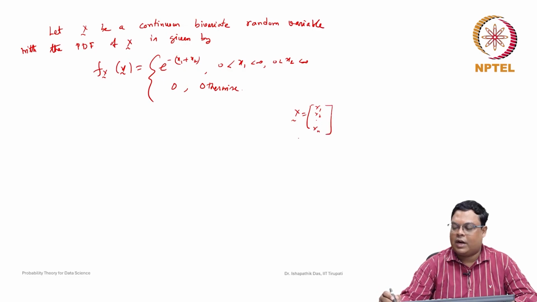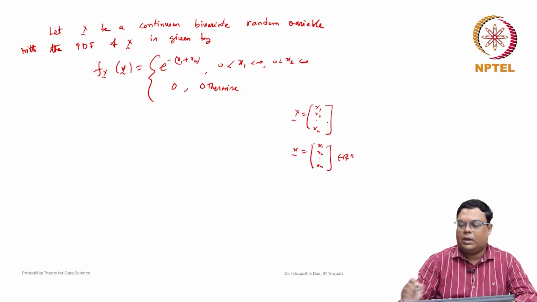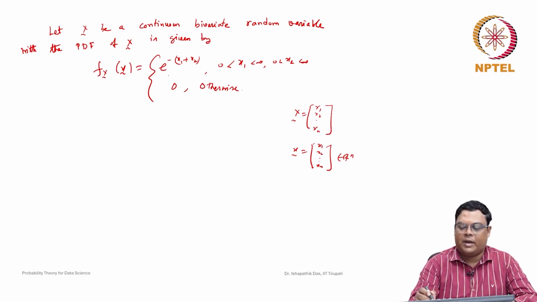Capital X1, X2 for the random variable, and small x tilde is x1, x2, ..., xn. This is a real number, and this is actually a function from S to Rn. So this is the notation we are following. That's why whenever we write x tilde, it contains x1 and x2, because it is a bivariate random variable. So this is the density function.